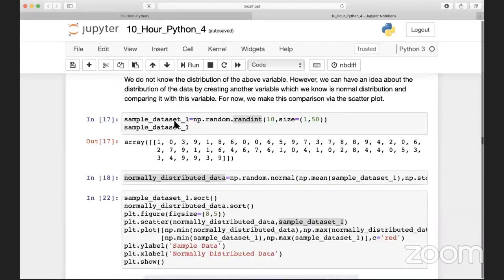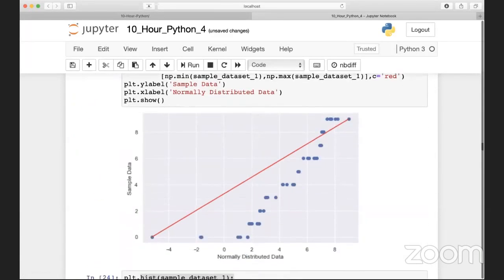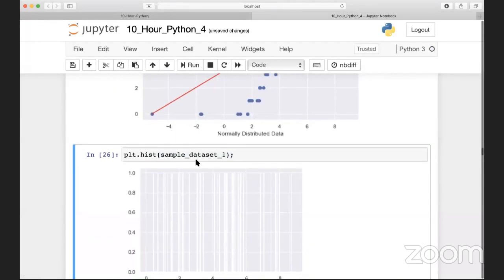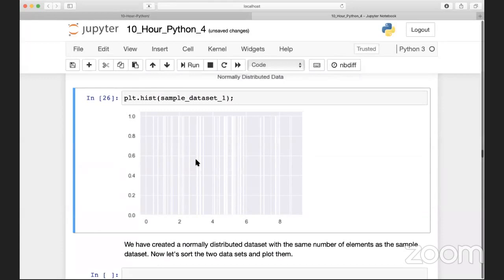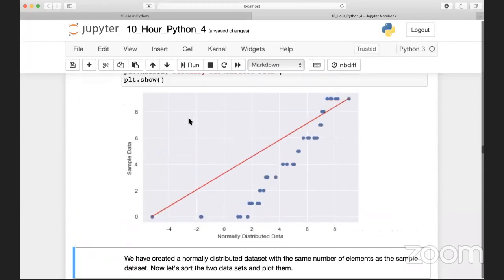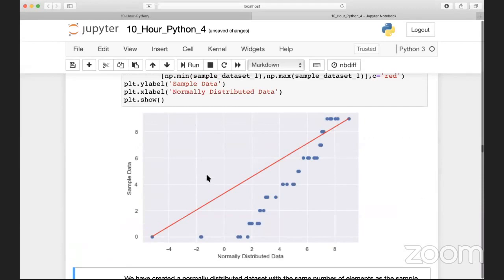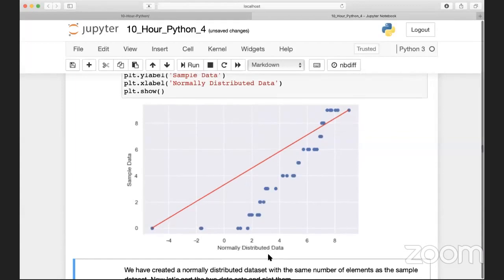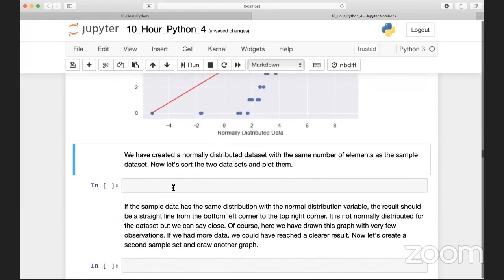So let me rerun this, and before sorting it, I sorted, that's why it doesn't tell us anything. So yeah, I need to delete this so it doesn't create confusion. So the QQ plot basically tells us that the sample data doesn't follow a normal distribution. So let's dig into it more. I will introduce another data set.